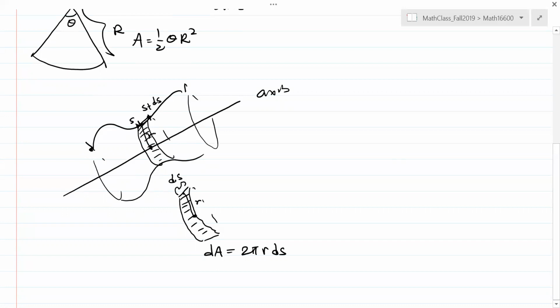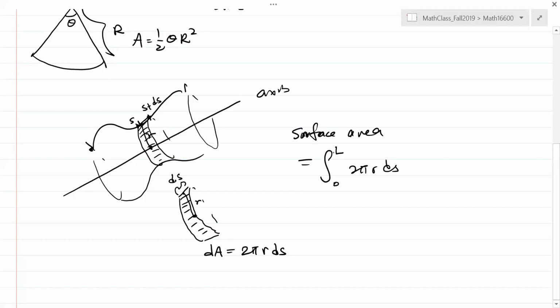So thinking about the total surface area, we add it all together. It is going to be the integral of 2 pi r ds, where s is from 0 to L. L is the length of this curve. This is our formula. Without the 2 pi r, you get the total length of the curve, right? But put 2 pi r there, and you get the surface area of this surface of revolution.